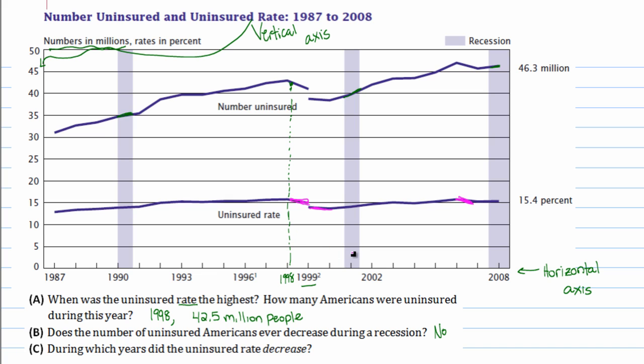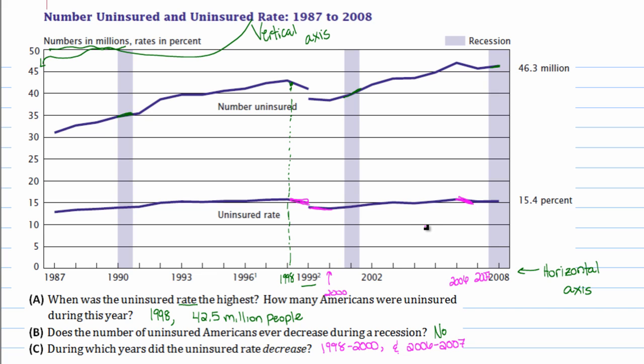So it looks to me about between 1998 and maybe the year 2000, which is right there, we have a decrease. 1998 to 2000, we have a decrease in the uninsured rate. And also, let's see, if this is 2008, this must be 2007, and this must be 2006. It looks like between 2006 and 2007, we also had a slight decrease in the uninsured rate, but really a very minor decrease.